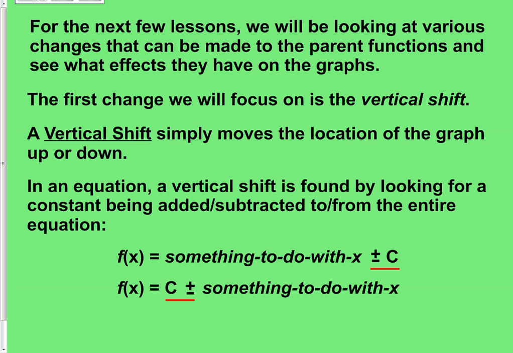Slope-intercept form, y equals mx plus b. B was just a constant, and that constant was being added or subtracted to your line, and all that constant did was move your line up or down in the graph. Well, the same thing is true for any equation, any graph that you run into any time. If you add or subtract a number to the very beginning or the very end of the problem, in short, just a constant being added or subtracted, you have caused a vertical shift.